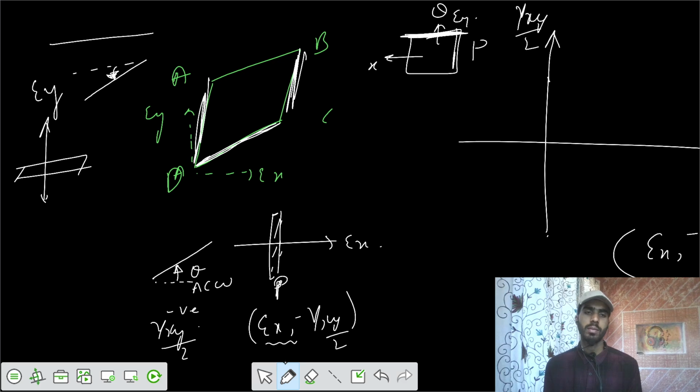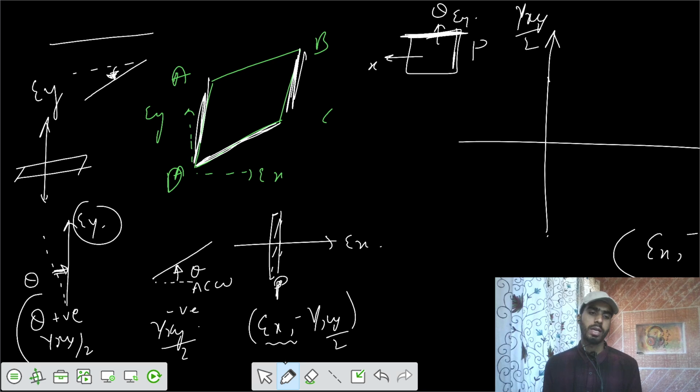Yeah, this is the same thing. We have to focus on this one, where it's happened. This one along the Y. That's along the Y. We have to talk about that one. Along the Y, we have strain in Y, and we have some theta that's clockwise. Theta is clockwise, that's gamma xy by 2 is positive. So the location EY comma gamma xy by 2, both are positive. So gamma xy by 2, and we have EY.